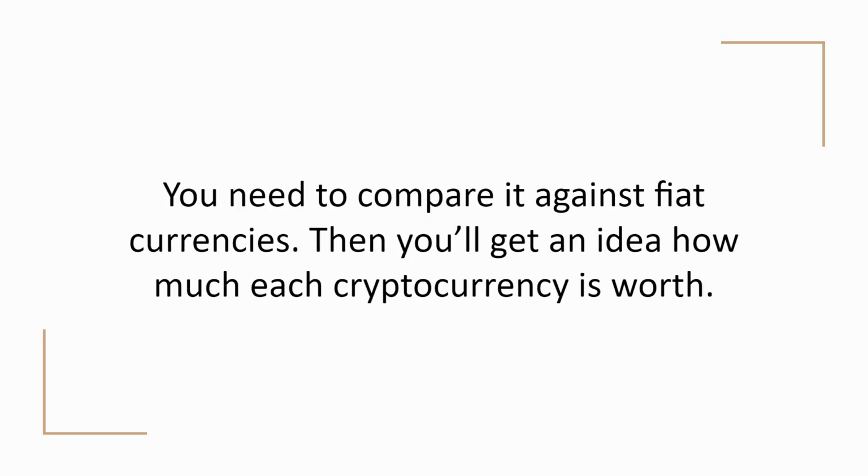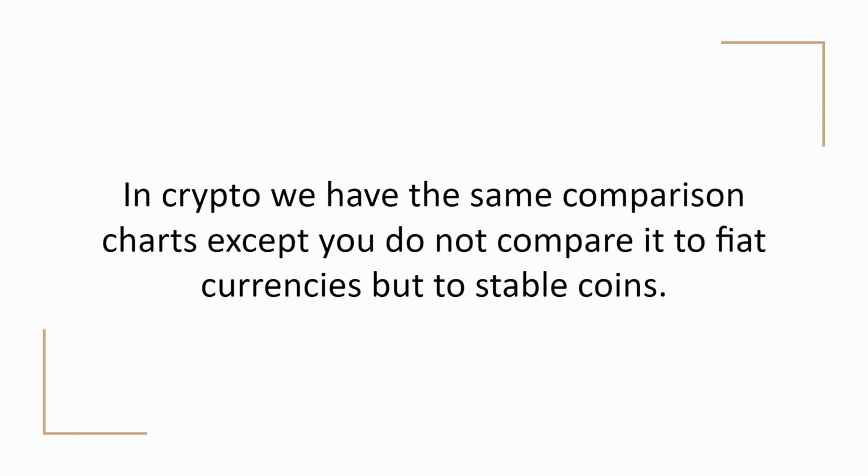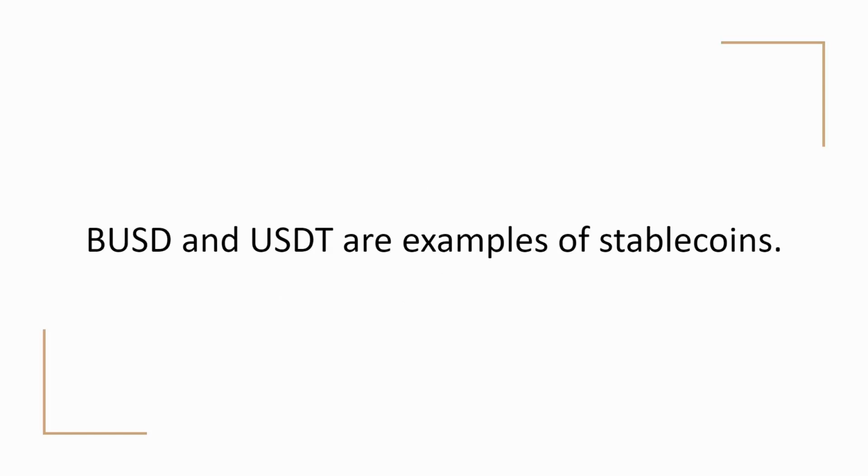Well, you need to compare it against fiat currencies. Then you'll get an idea how much each cryptocurrency is worth. In Forex, you have charts that present the value of, for example, US dollars to British pounds or US dollars to euro. You see these charts and then you know exactly how much one is worth compared against the other. In crypto, we have the same comparison charts, except you do not compare it to fiat currencies, but to stablecoins. BUSD and USDT are examples of stablecoins.